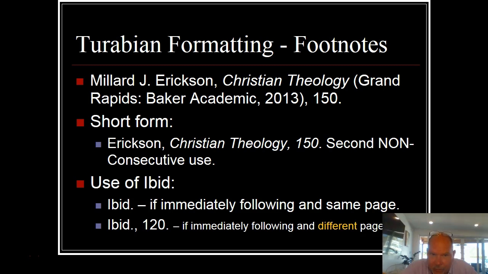However, if they are consecutive uses, then you use Ibid., I-B-I-D, period, because it's an abbreviation. If they're the same, you don't put the page number. So if your first quote is Erickson, page 150, and your second quote is Erickson, then you use Ibid., period, if it's page 150. If it's a different page, then you use Ibid., period, comma, and then the page number, let's say 120, period. So these are the proper ways to use Turabian formatting. Be sure to italicize the book title. Be sure to use the proper short form. Be sure to use Ibid. if it's consecutive uses of the same author.